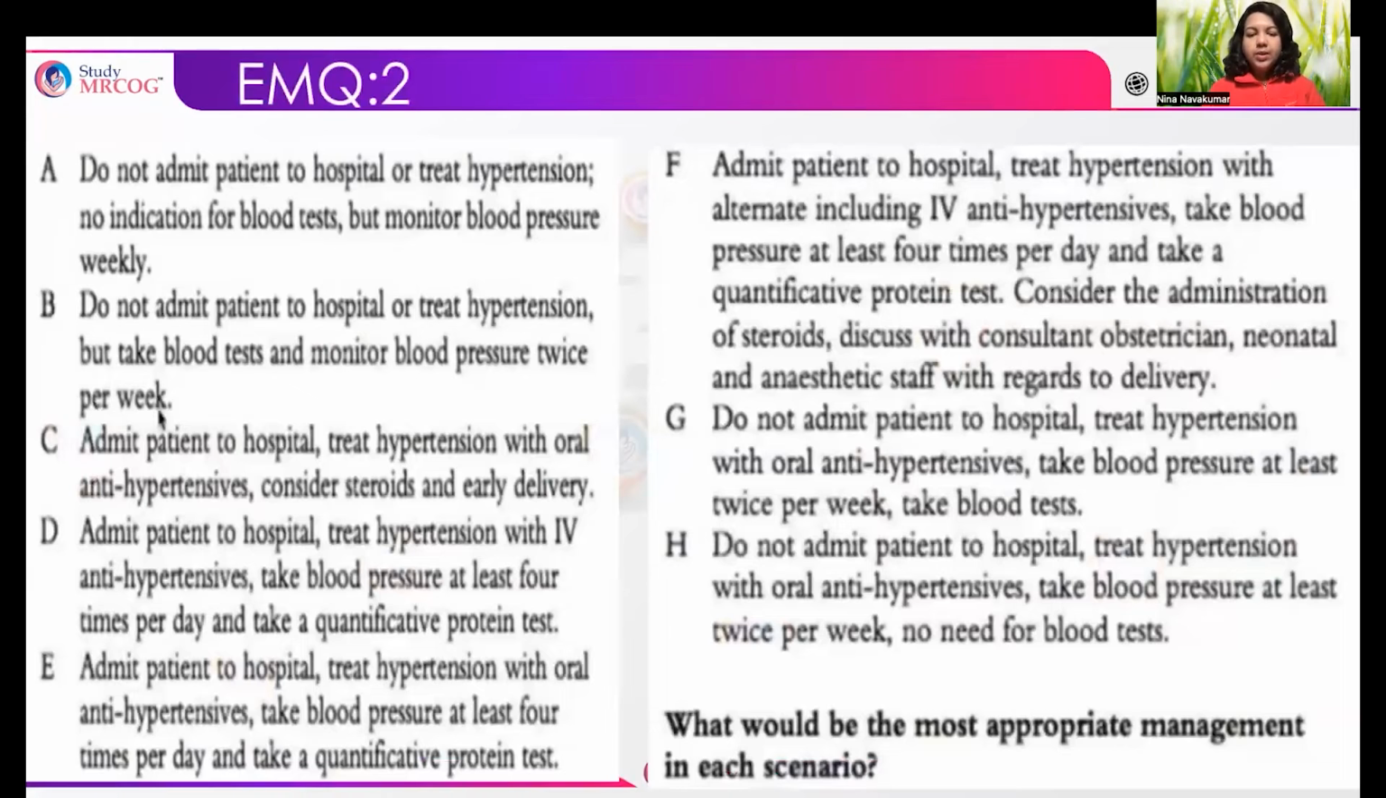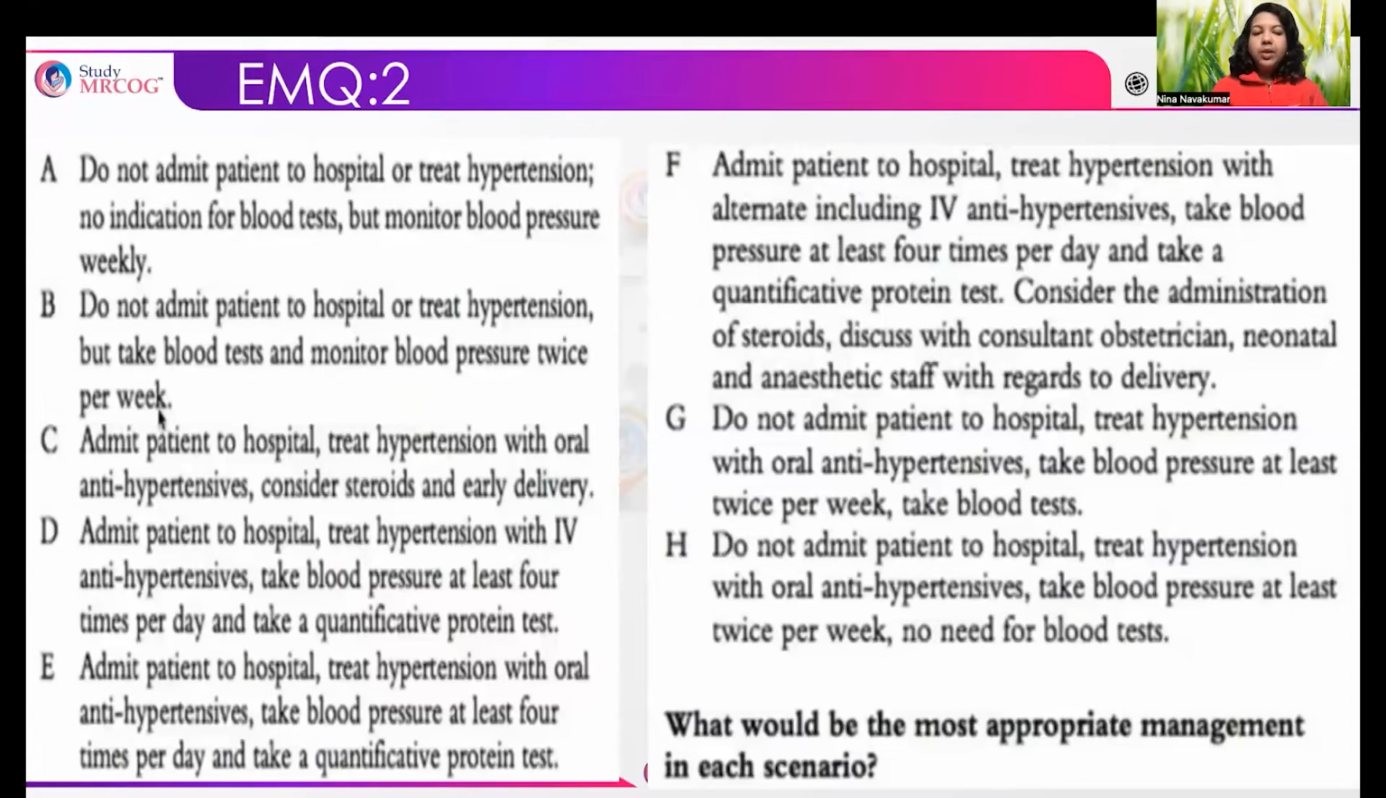So these were the options given in this condition: whether we need to admit the patient to the hospital, or whether we can do outpatient management, or whether blood tests need to be done but monitor blood pressure weekly. The second option was do not admit the patient to hospital or treat hypertension, but take blood tests and monitor blood pressure twice weekly. Option C: admit the patient to hospital, start oral antihypertensives, consider steroids and early delivery, though she is only 32 weeks of gestation.